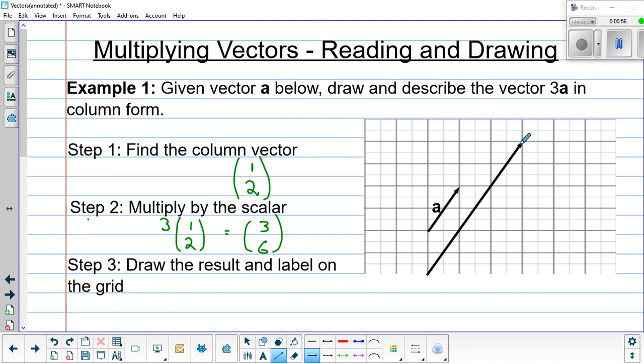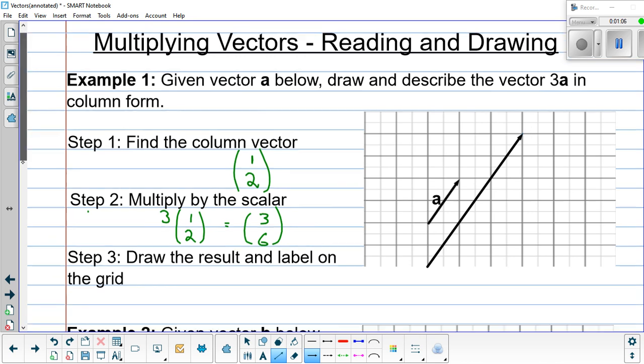Notice the slope is the same of our line, it's just longer. So the direction has not changed. The direction is still the same direction, only we've scaled it, right? It's larger.